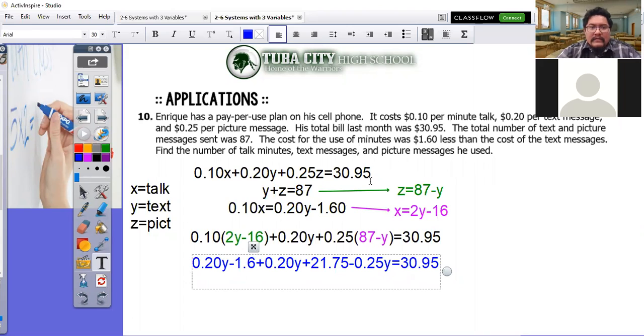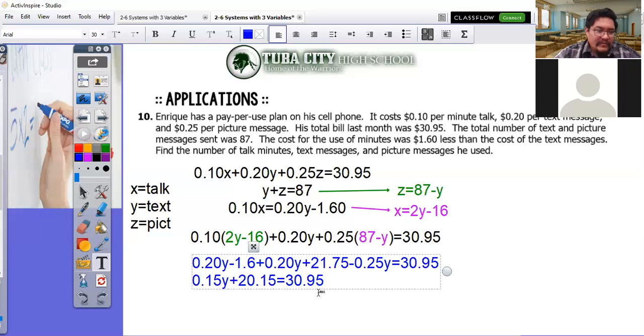Okay, so let's see what we got here. Looking at the y's, I have 20 cents, 20 cents, minus 25 cents. So that's going to be 40 minus 25, which is 15, so 0.15y. And I'm also going to have to add all my regular numbers together. So it looks like I have 21.75 right here, minus 1.6, and that's going to be plus 20.15 equals 30.95. So all I did was combine my like terms on both sides.